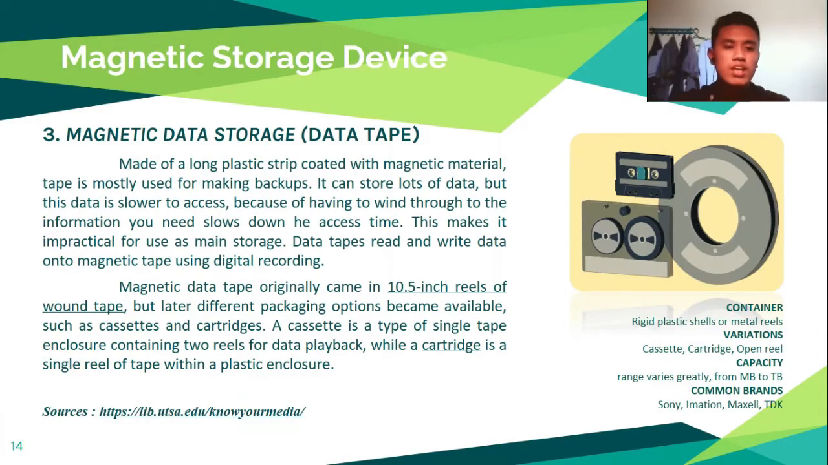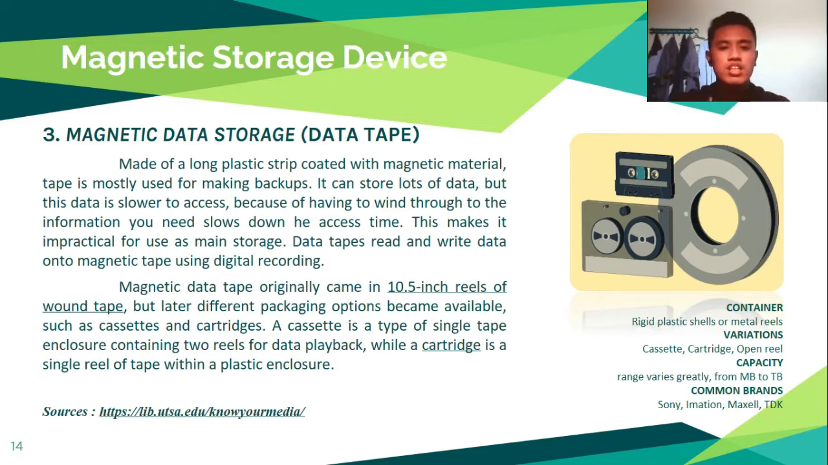The third, magnetic data storage or data tape. Made of a long plastic strip coated with magnetic material, tape is mostly used for making backups. It can store lots of data, but this data is slower to access because of having to wind through to the information, which slows down the access time. This makes it impractical for use as main storage. Data tapes read and write data onto magnetic tape using digital recording.